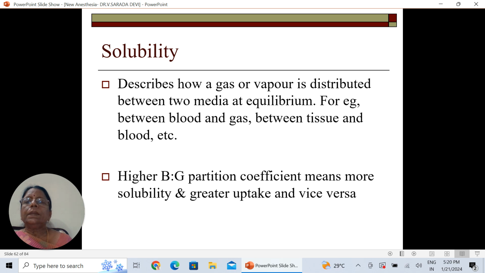Solubility describes how a gas or vapor is distributed between two media at equilibrium, for example between blood and gas, between tissues and blood, etc. A higher blood gas partition coefficient means more solubility and greater uptake, and vice versa. So higher blood gas partition coefficient, more solubility and greater uptake.